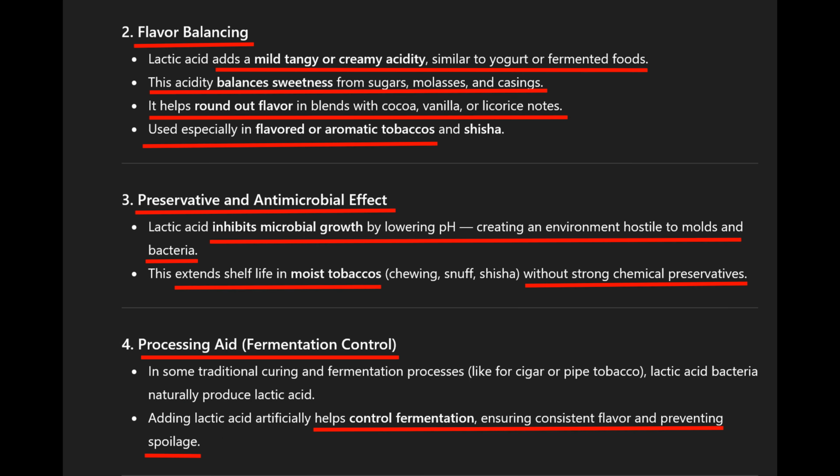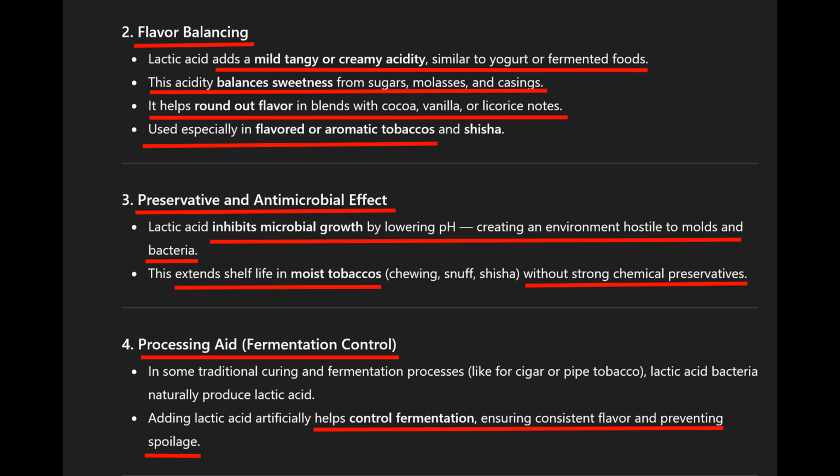Okay, now going further, flavor balancing. It adds a mild tangy or creamy acidity similar to yogurt or fermented foods. This acidity balances sweetness from sugar, molasses, and casings. It helps round out flavor in blends with cocoa, vanilla, or licorice notes, used especially in flavored or aromatic tobaccos.